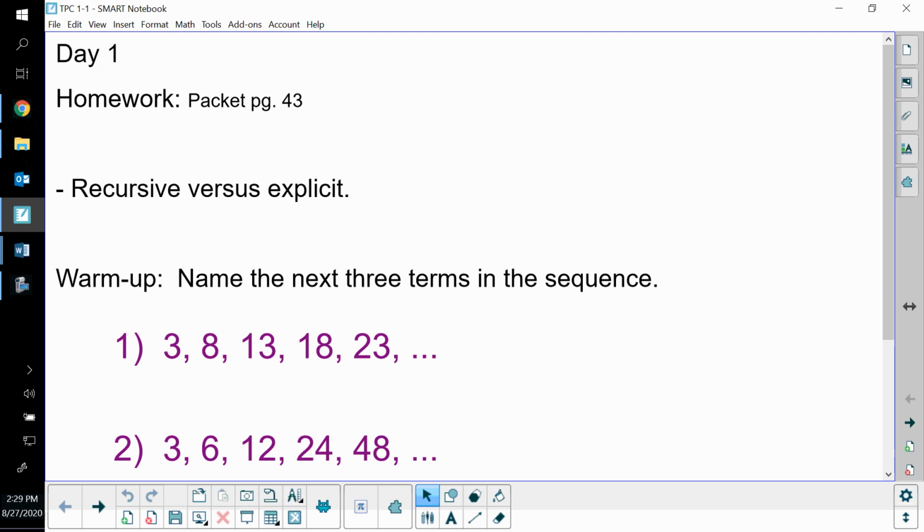So first off, what is a sequence? The first half of this unit is looking at different sequences. And a sequence is just a list of numbers that follow some type of pattern. So we want to look at this first one and see if we can determine what is the pattern that is going on. And hopefully you're able to recognize that the pattern is that we are adding 5 each time. So the next 3 terms in our sequence should be 28, 33, and then 38.